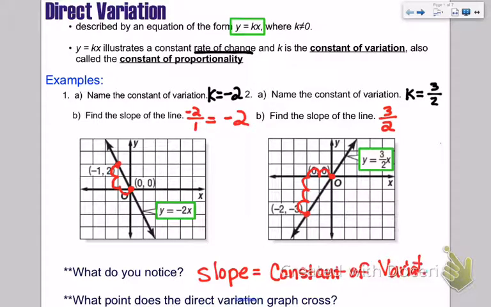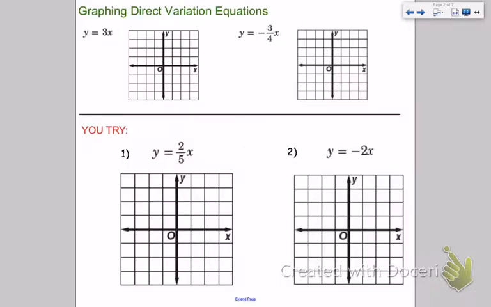And then what point do both of these graphs cross? Well, that's the origin, which is (0, 0). And every direct variation equation will cross that point.